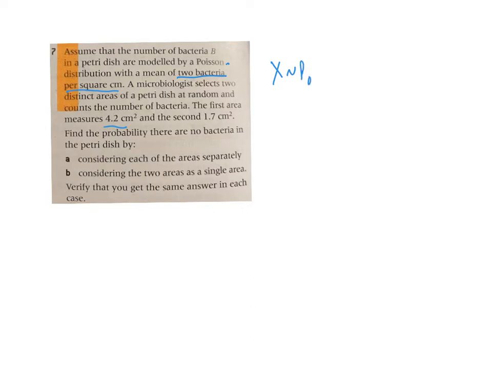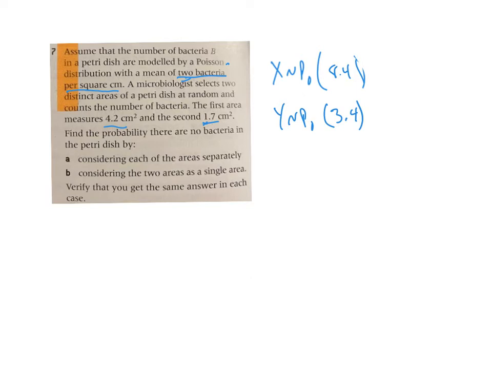It belongs to a Poisson distribution, and the mean amount of bacteria I would define would be 2 times 4.2. So really it's going to be 8.4. The Y, the second one, is going to be Poisson as well, but it's going to be 1.7 times 2. 1.7 times 2 is going to be 3.4 bacteria per area. Okay, and so now I want to find them separately.